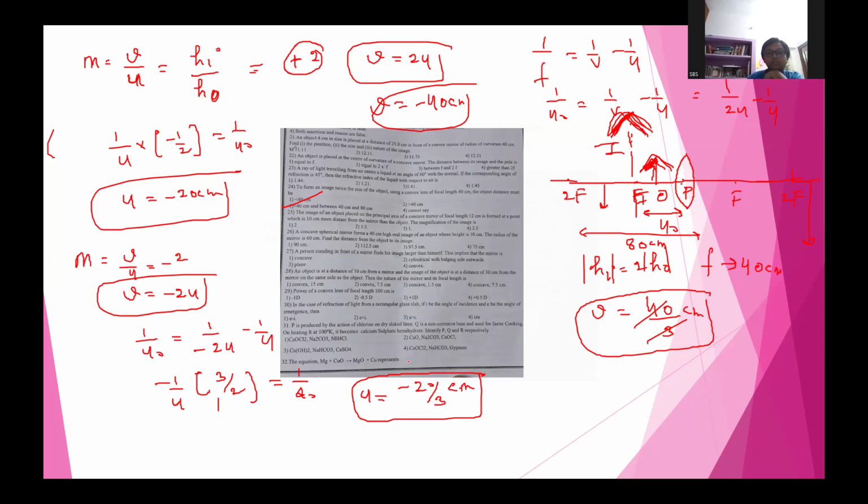Oh, big mistake we did. 2 twos are 4, 2 threes are 6, so U will be minus 60. Sorry, that is why the answer was coming wrong. Minus 60 means the object is in between 40 and 80. Then if U is minus 60, V will be 120. 120 means beyond C, as I have already explained. This is common sense. Option C is correct.